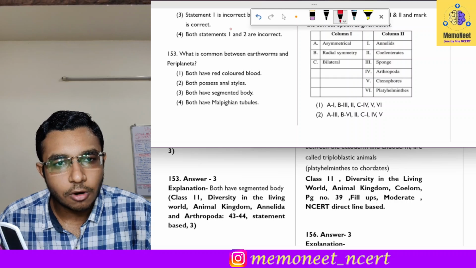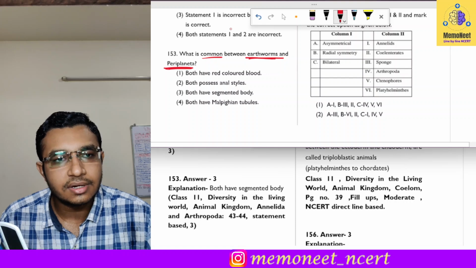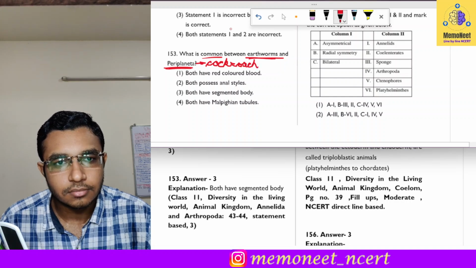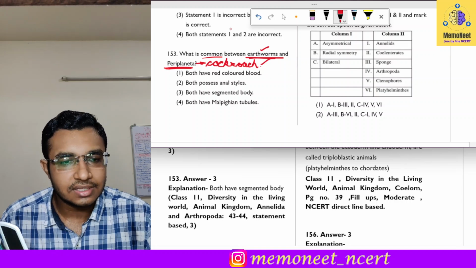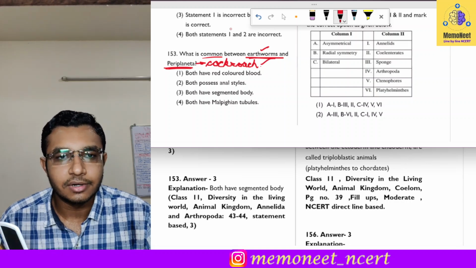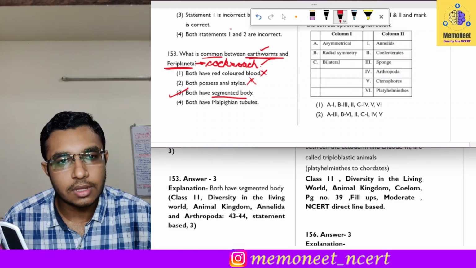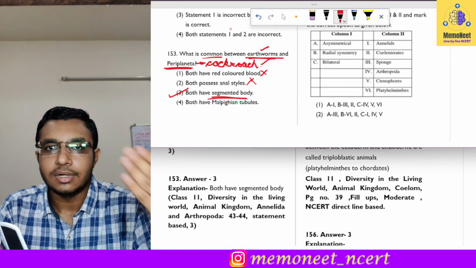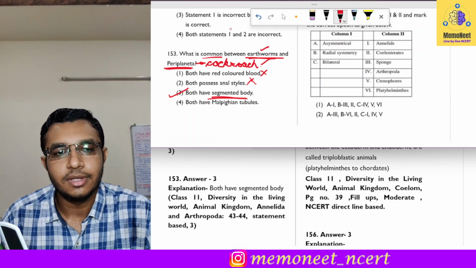The next question is question number 153. It states that what is common between earthworms and periplaneta. The other name for periplaneta is cockroach. So it is asking the common characteristic between earthworms and cockroach. Let us see them one by one. First is both have red colored blood, so that is incorrect. Second is both possess anal styles, so that is also incorrect. The third statement is both have segmented body. So metameric segmentation is present in both Annelida and Arthropoda. Both the earthworms and the cockroach are segmented animals. So the correct answer of this question will be option 3.